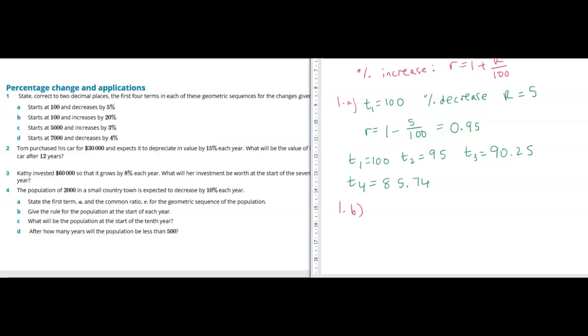So identifying what we have. T1, again, is 100. We're doing a percentage increase this time, and our R value is 20. So we have to calculate little r, our common ratio. It's 1 plus, because it's an increase, we're adding this time. Remember before we were subtracting. 1 plus 20 over 100. Now that is equal to 1.2, but you can just do that on your calculator.